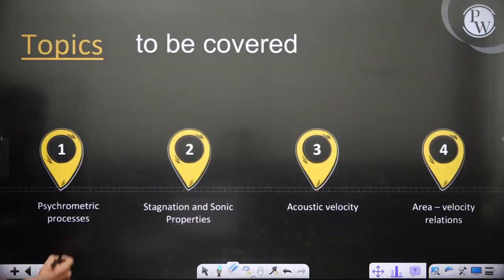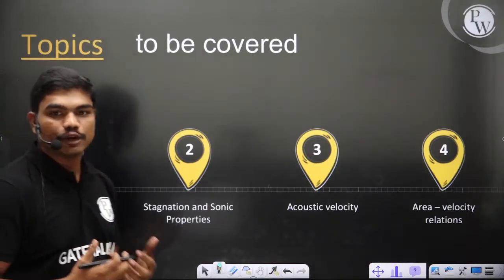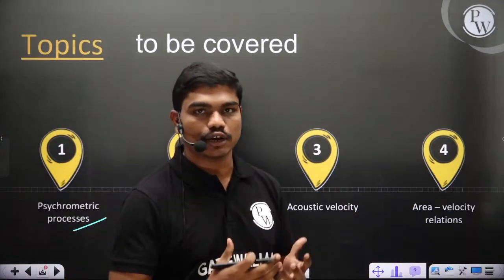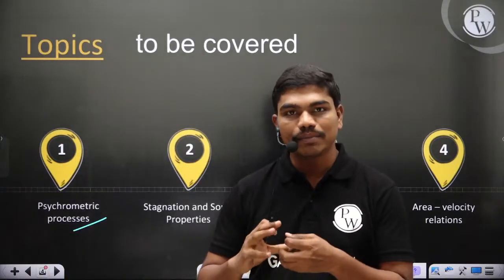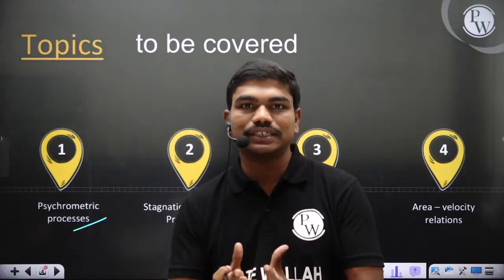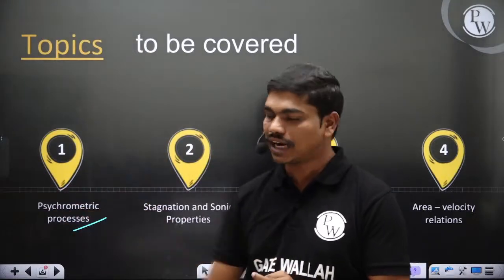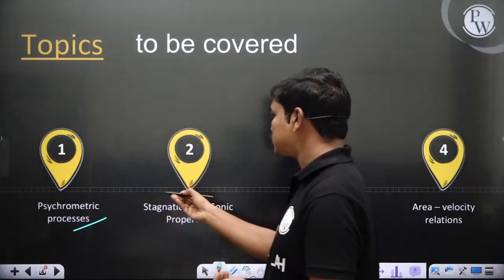Before going straight away, we have left some bit of psychrometric processes from the last class. Basically dehumidification and humidification are left, and also adiabatic mixing of two moist air streams. If two moist air streams are mixed together, what happens? How can we calculate the end results? That also we'll see, and then we'll introduce compressible flows.